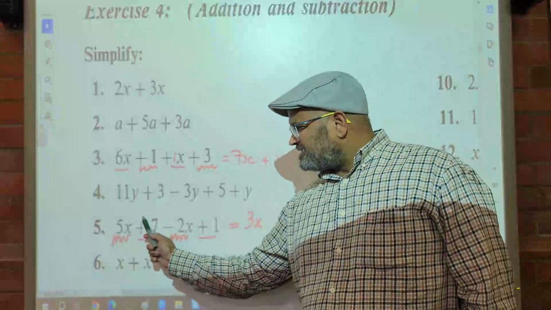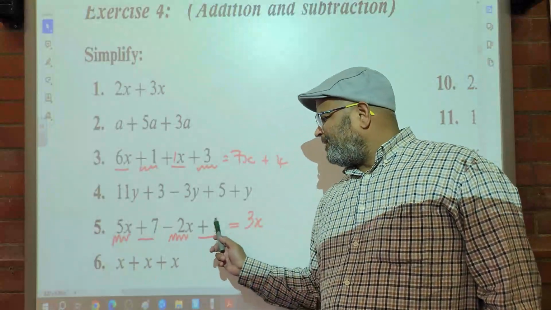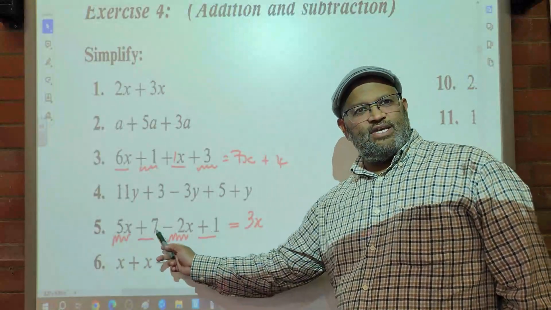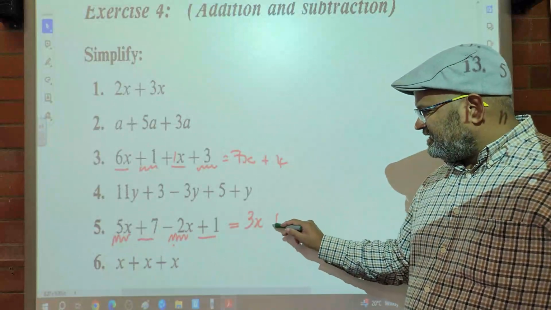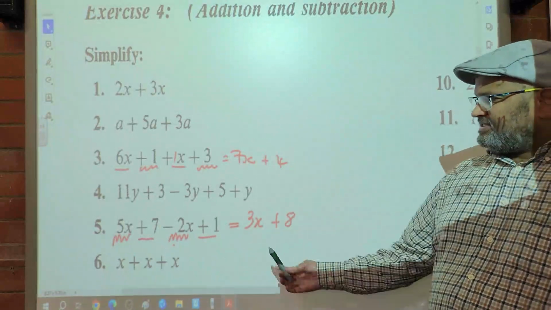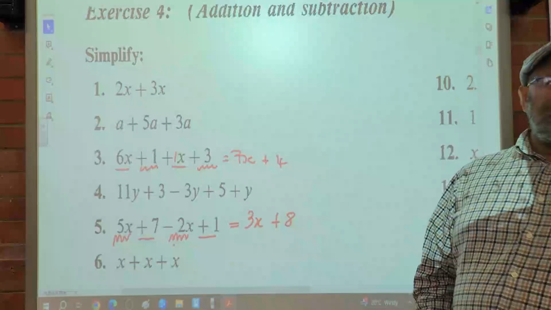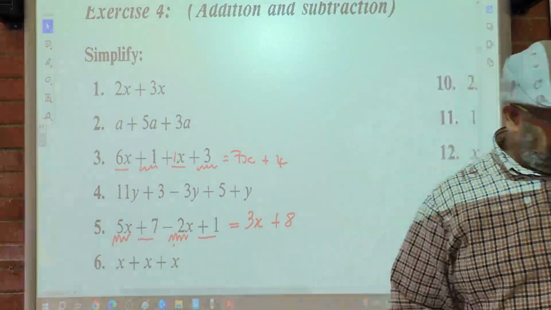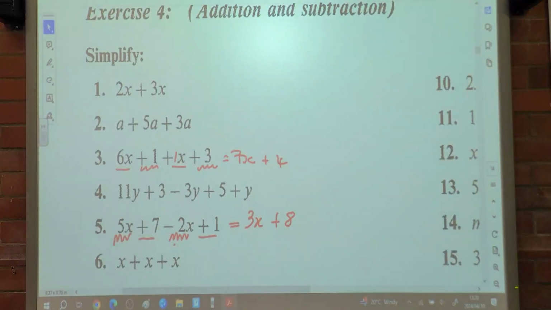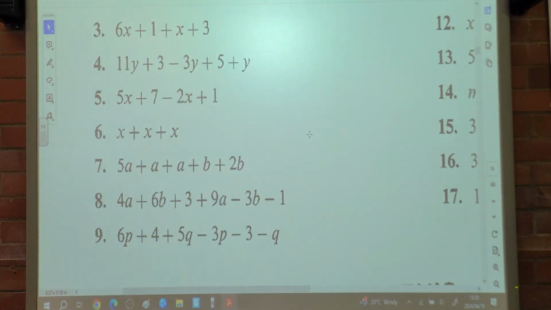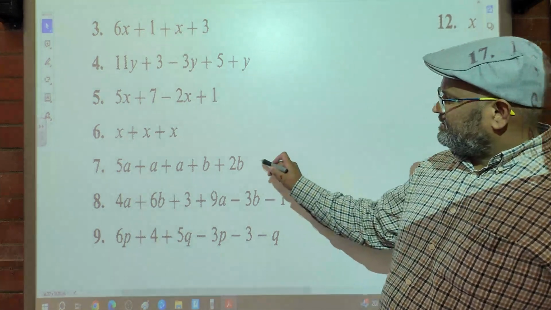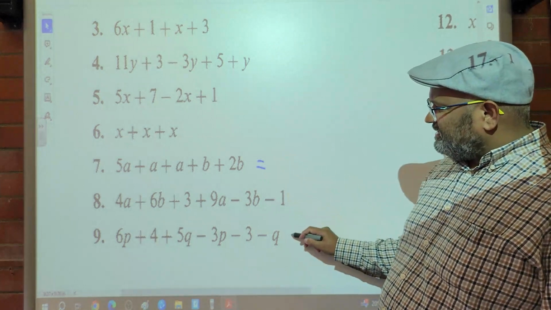And what is 7 plus 1? Can you see there? 7 plus 1, which is positive. Is this like or unlike? Okay. You all okay with that? Yes. Right. The next one is number 7, you're supposed to have done, and then number 9.